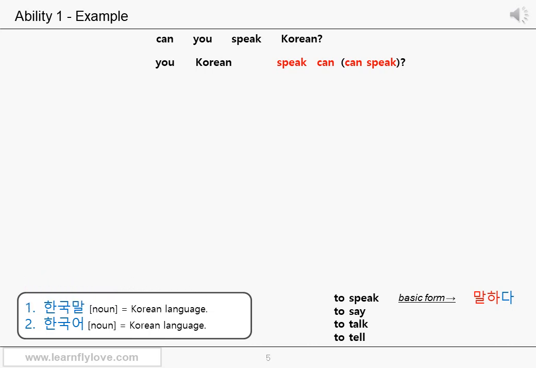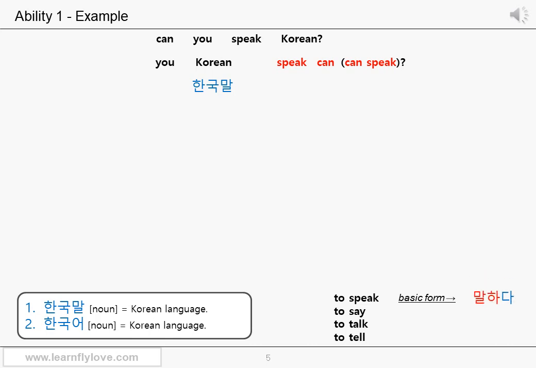한국말 or 한국어. Let's use 한국말 with the pure Korean word 말, which means a speech, word, or language. 한국어 means also Korean language. Just the 어 part has a Chinese origin. But people use 한국어 a lot too, so you can use any of them. We'll use 한국말 though. Speak can, or can speak.